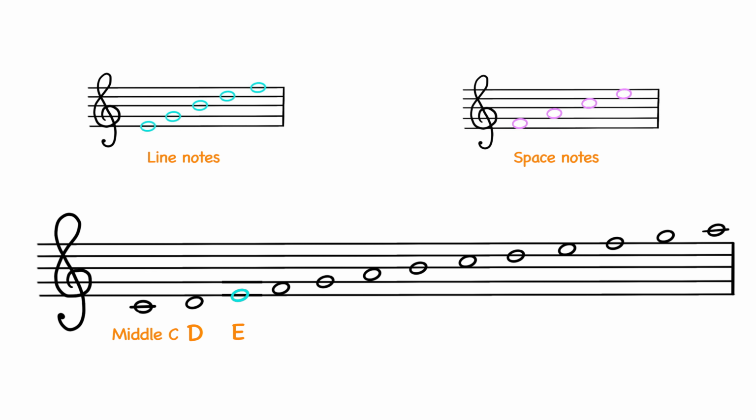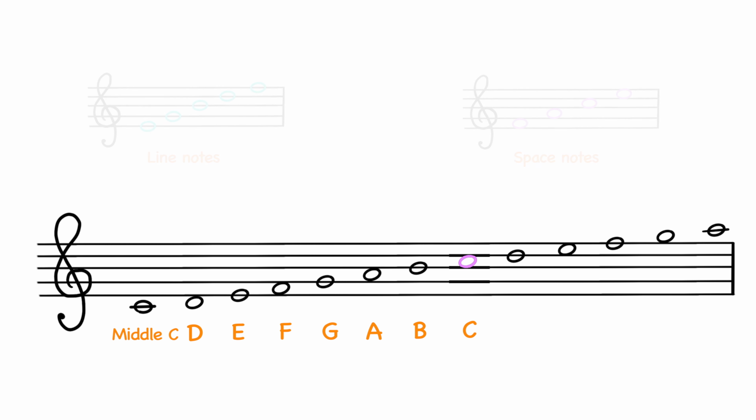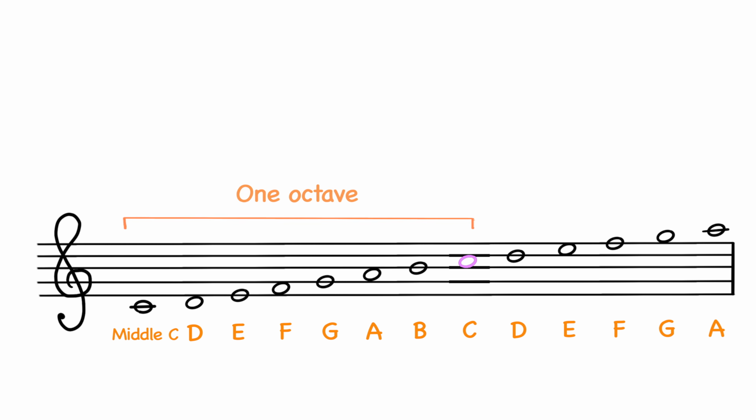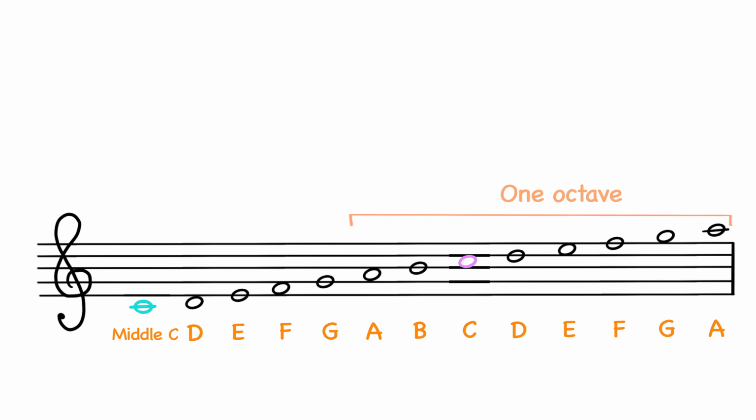E is the line note after D. F is the space note after E. G is the next line note. A is the next space note. B is the next line note, and then it is C again. This C is 1 octave higher than the middle C. An octave is the distance between one note and the next note bearing its same name.